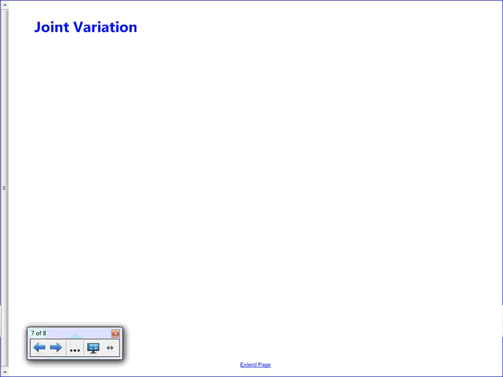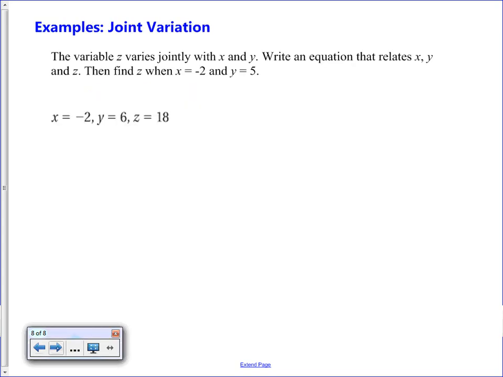And then the third type is joint variation. This is when you have more than two variables. Let's say you have x, y, and z. If it tells you that z varies jointly with x and y, what that means is the equation is going to be z equals some constant a times x and y. Right? Just have one extra variable thrown in there. So if it says varies jointly, you're going to have these three variables. You're still going to have to find a, the constant of variation.